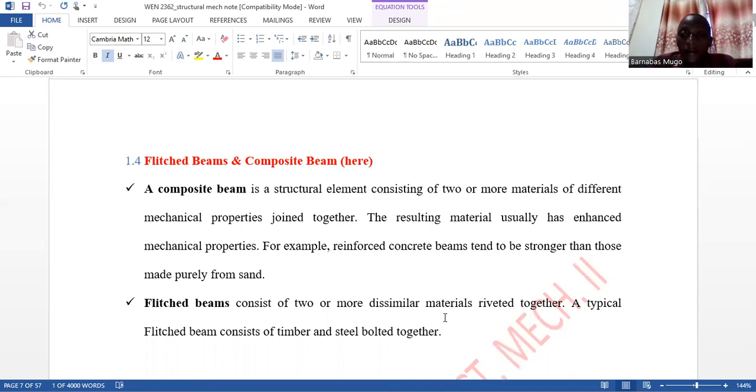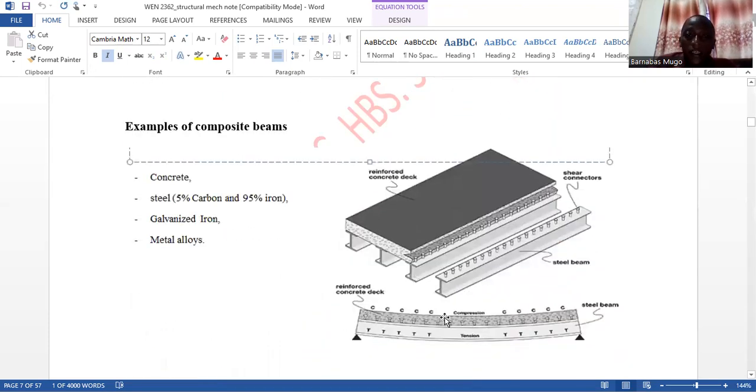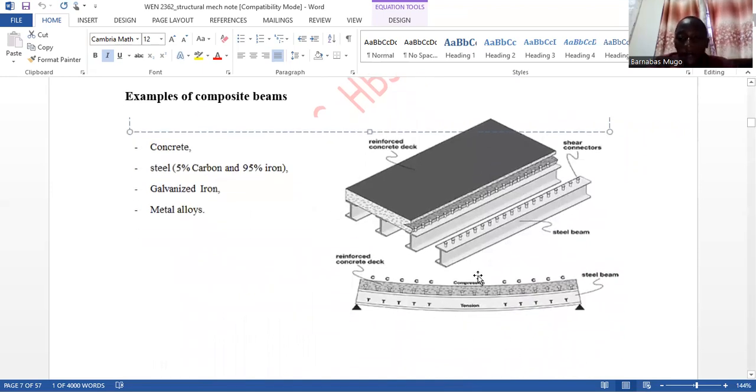and they have been joined together mechanically. Then fixed materials include those that have been joined either by riveting or by nailing. That is, they are dissimilar in nature, but they have been riveted together. This is an example of a composite material. It is rolled, as you can see from this diagram. That is, we have the compression side and we have the tension side.